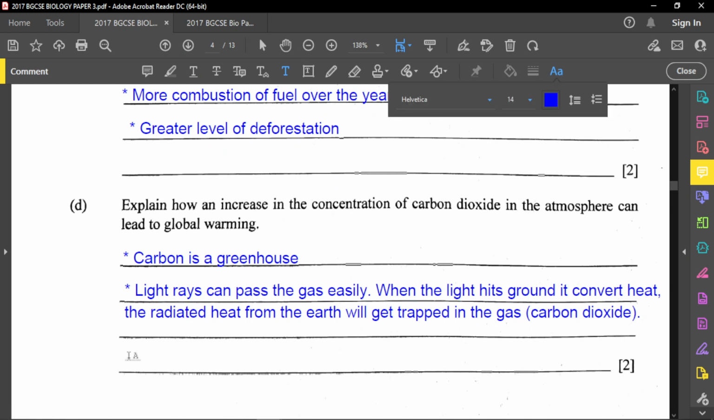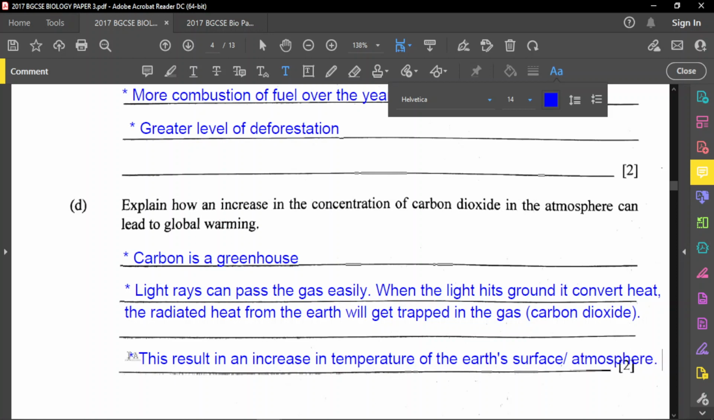Because of this, it results in an increase in temperature, or heat. This is an increase in temperature of the Earth's surface, or atmosphere.